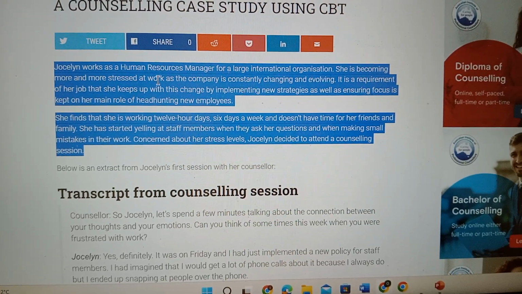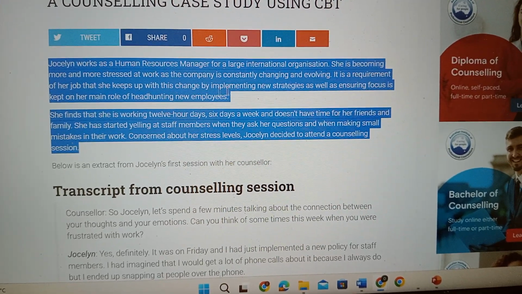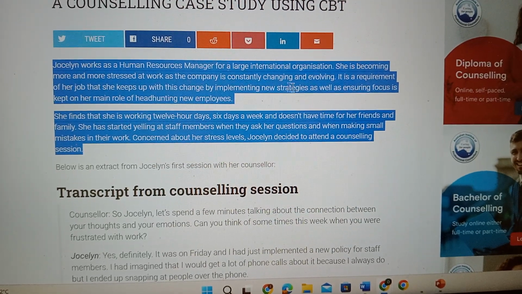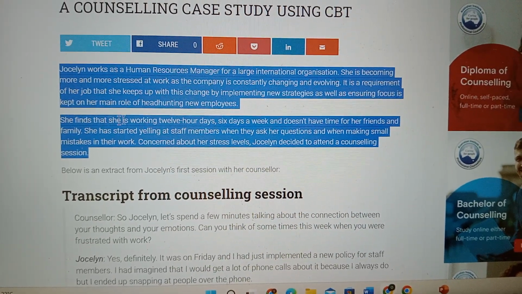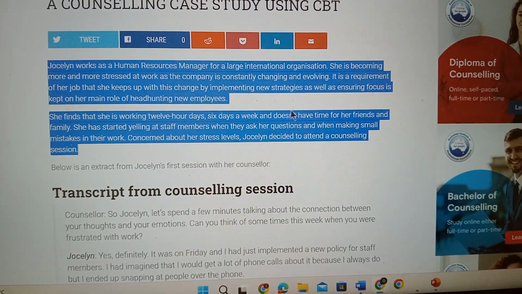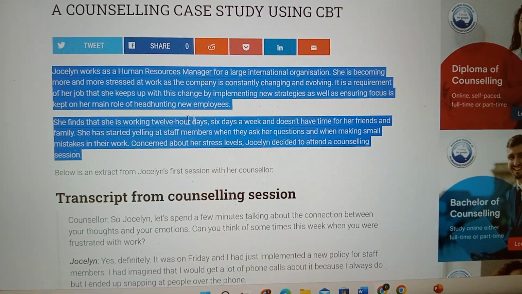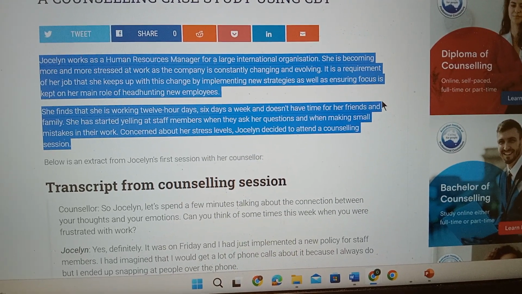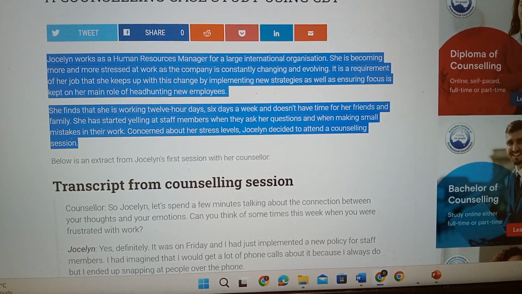Jocelyn works as a human resources manager. She is becoming more and more stressed. It is a requirement that she keeps up with the change of strategies. She finds that she is working 12-hour days. She doesn't have time for her friends and family, and so forth. But this is just the basics, like who they are.